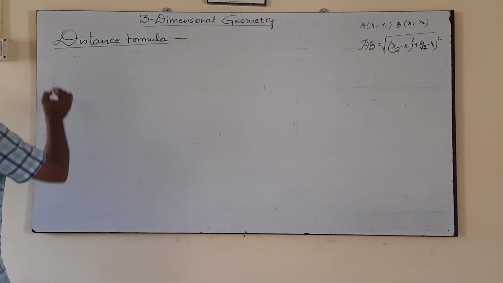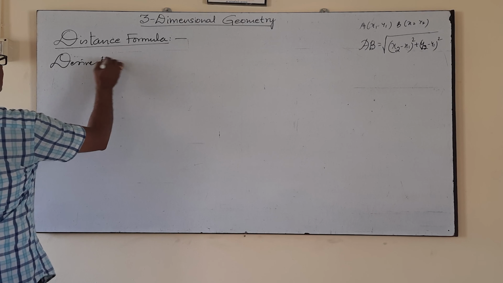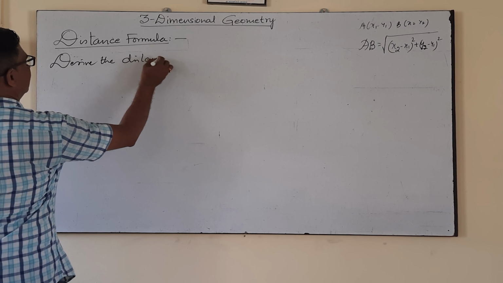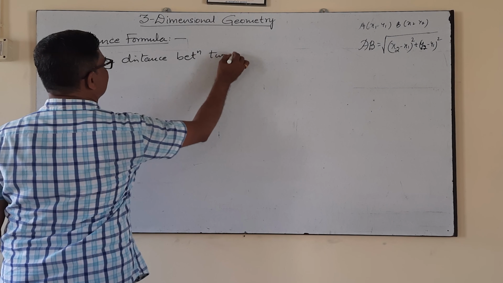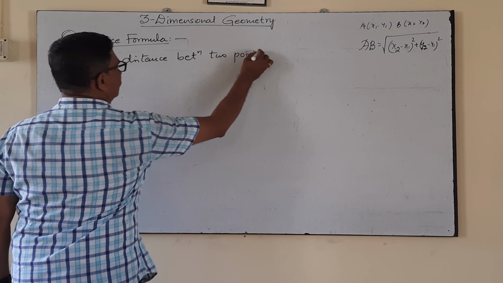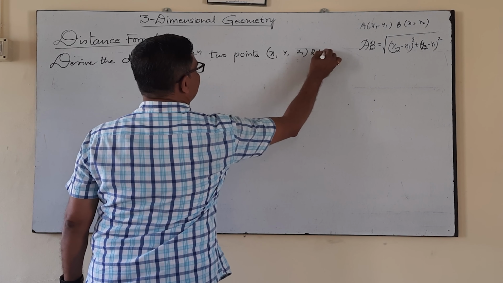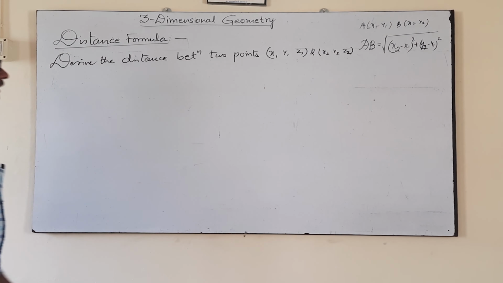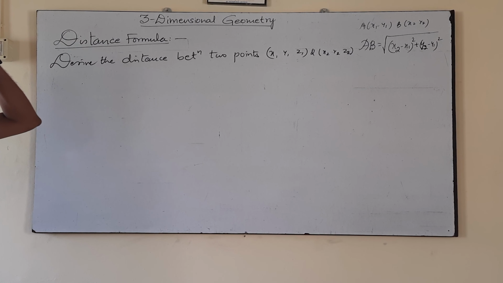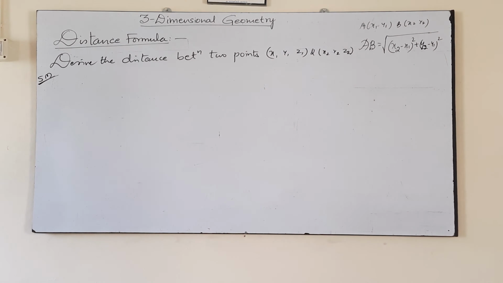Now here the question: derive or find the distance between 2 points, say (x1, y1, z1) and (x2, y2, z2). Here this is in 3D. To find the distance between 2 points, this is a very important 5-mark question in your question paper, part D question. So how to solve?